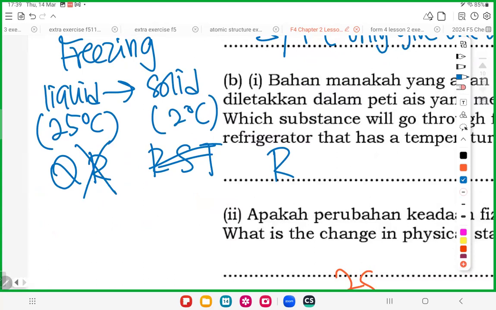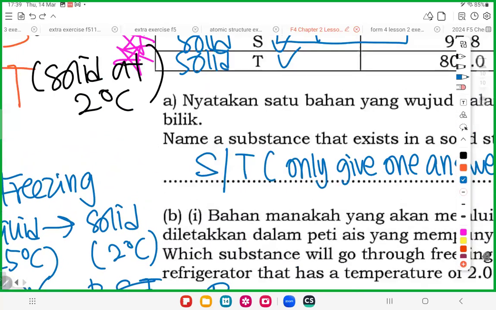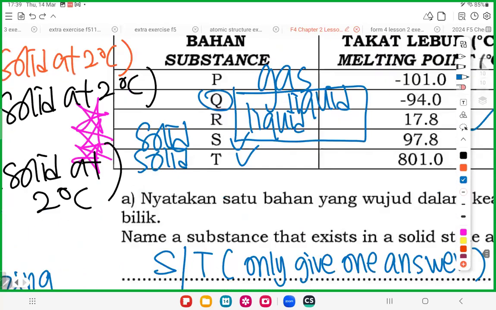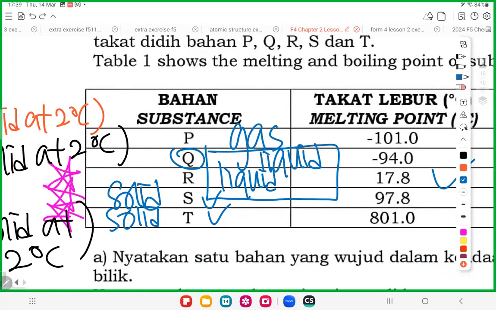Why can the answer not be substance S and T? Substance S is already a solid at room temperature. Guys, imagine this. If I already have a solid at room temperature and put the solid in the fridge, do you think the solid will freeze again? No, freezing must convert liquid to solid. The problem with substance S and T is that at room temperature, 25 degrees Celsius, they are already solid. When they are already solid and you put them in the fridge, they cannot do freezing anymore.